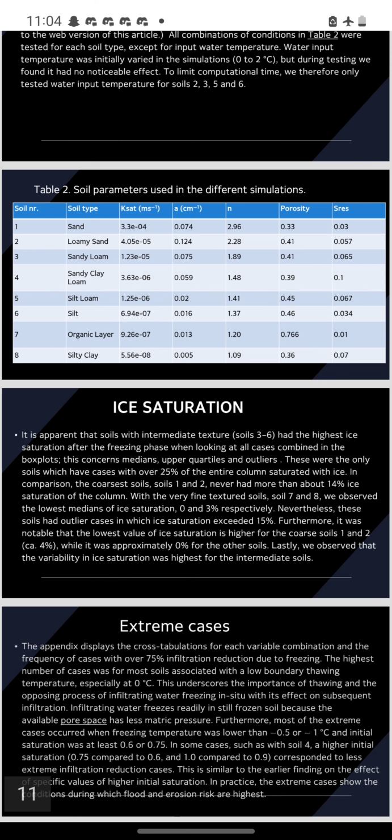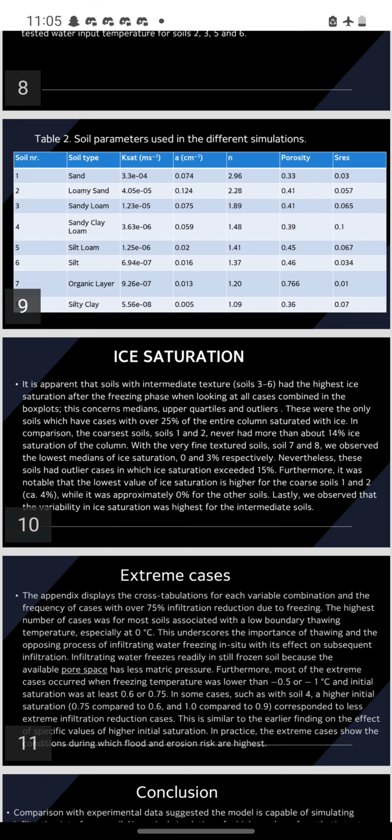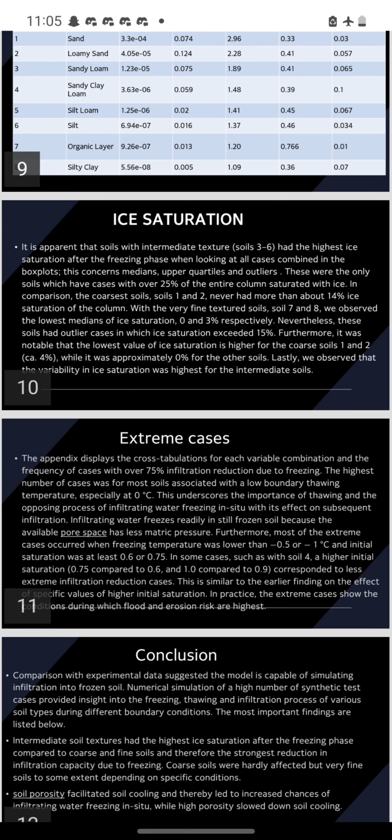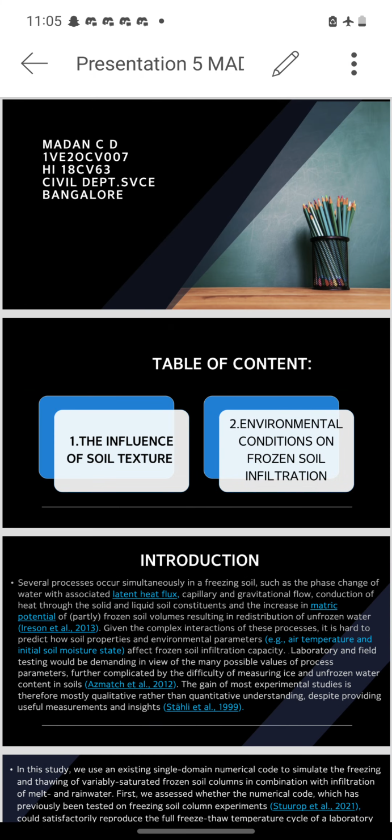The very fine textured soils 7 and 8 showed the lowest median observations of 3% respectively. Nevertheless, these soils had outlier cases in which saturation exceeded 15%. Moreover, it was notable that the lowest value of ice saturation is higher for the coarse soils 1 and 2, at 4%, while it was approximately 0% for the other soils. Lastly, we observed that the variability of ice saturation was highest for the intermediate soils. So this is about the influence of texture and the environmental conditions on frozen soil infiltration.